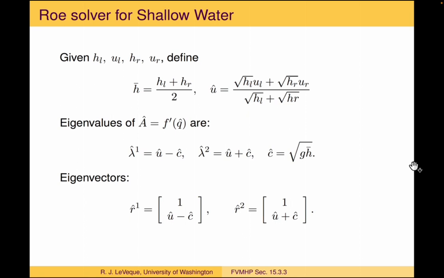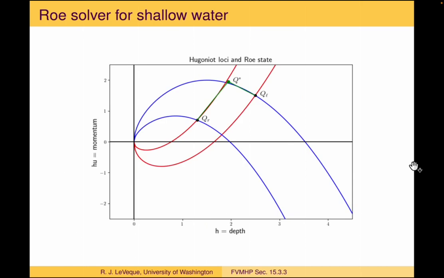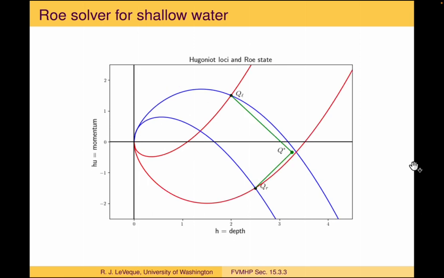And again, for the eigenvalues and eigenvectors, we have analytic expressions in general for any Q hat. Here I've defined Q hat based on these h bar and u hat, and those are the eigenvalues and eigenvectors. If we look at the same examples we looked at a moment ago for HLL, then this intermediate state Q star lies very close to the true solution of the Riemann problem in the first case. And in the second case as well, it's quite a bit closer to the correct solution than the HLL approximation, for example.